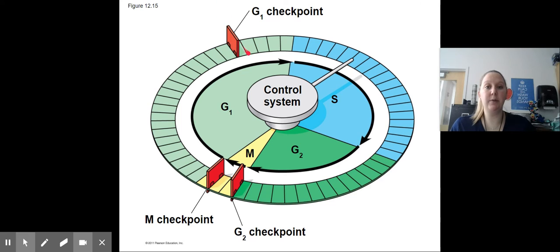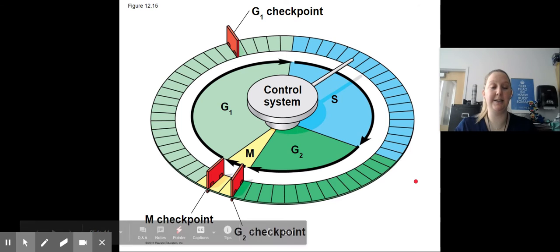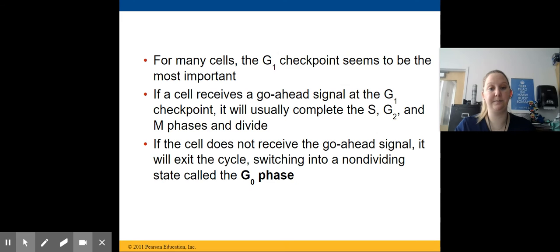So our main checkpoint is this G1 checkpoint. If the cell does not pass this checkpoint, it enters a different phase, which we'll talk about in a moment. But the most important one is right here at G2. That checkpoint makes sure that the cell is twice its original size, its DNA is properly replicated, and that it is ready to enter mitosis. And then we have an M checkpoint right here that makes sure that mitosis is fully complete before cytokinesis can divide the cytoplasm.